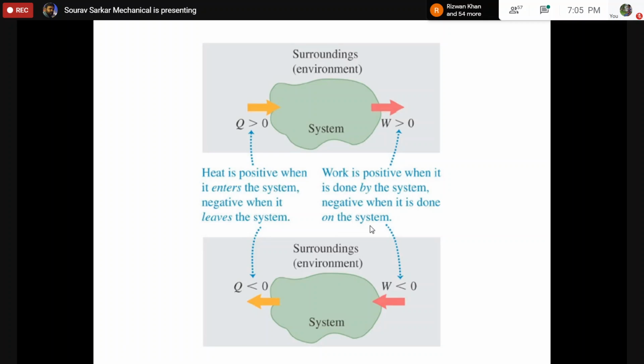If I follow this convention, then only all of the rules and formulas I am getting are valid. You have to assume this convention. So if we see Q, this Q is basically heat transfer. If the system is transferring heat, you have to put a negative value there. For that we need this convention. Okay.